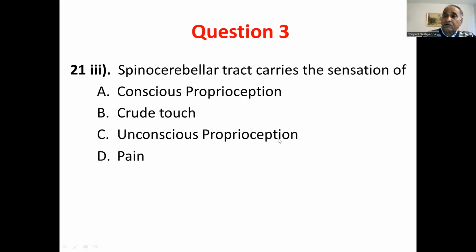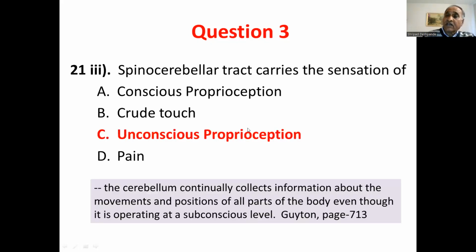Now, unconscious proprioceptions do not go to the cerebrum, they go to the cerebellum. The cerebellum modulates these unconscious positioning or actions so that they are immediately corrected. The correct response to this question is unconscious proprioception. So proprioception is conscious and unconscious, static and dynamic. All these unconscious proprioceptive inputs are carried by the spinocerebellar tract.